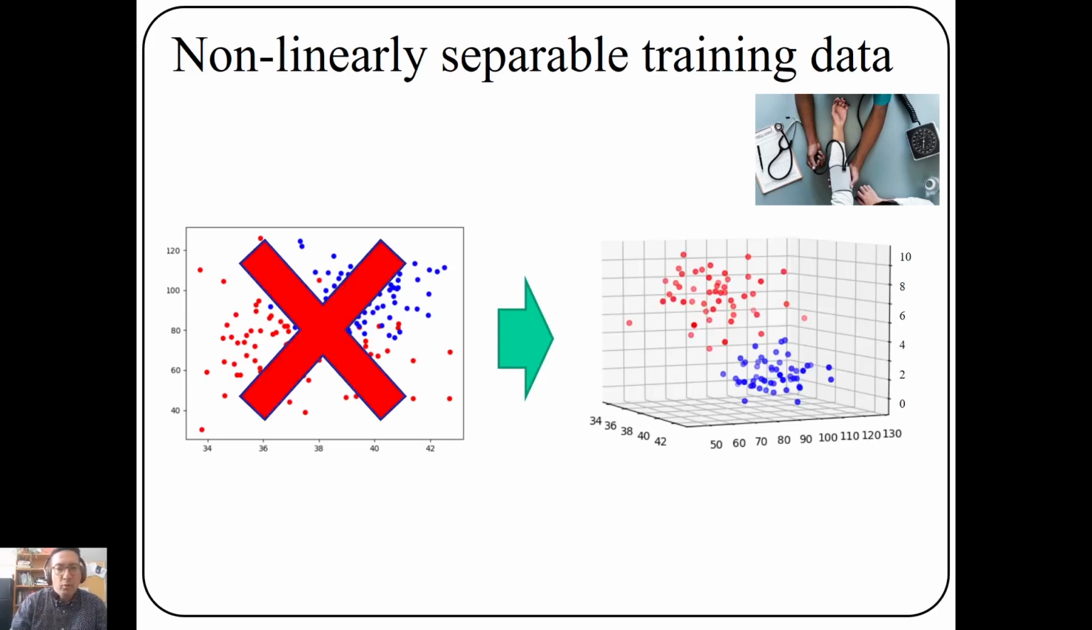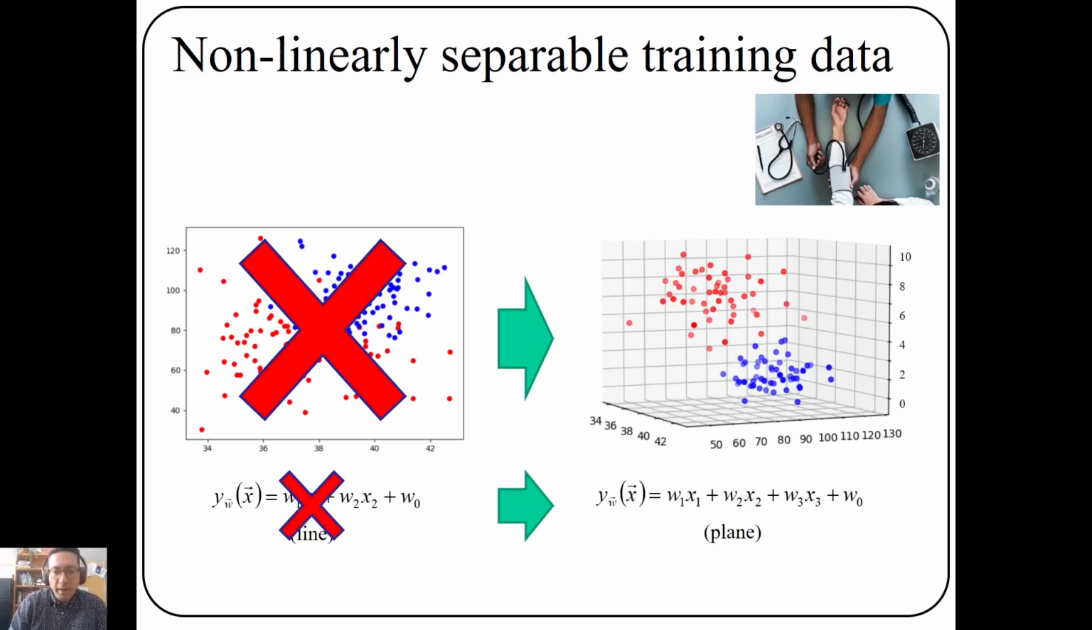If we do this, instead of having points that fall into a two-dimensional space, we would have points that fall into a three-dimensional space. And as you can see here, if this third dimension, or this third set of values that was acquired, is correctly chosen, then we might be able to fit a plane between the red dots and the blue dots and correctly separate them. On the left we had the equation of a line, and on the right we have the equation of a plane, which is very similar, except that it has a new term, W3 and X3, to account for this new third dimension.